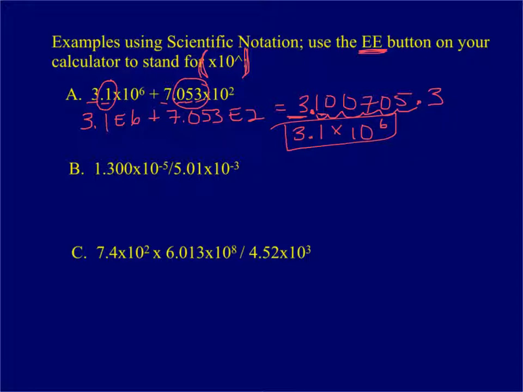So why don't you take a couple moments and try letters B and C, and then we'll check those. As you are checking these, make sure that you realize that you don't need to use parentheses around your numbers. That's one of the beauties of using the EE button. It kind of eliminates a lot of buttons to press there.